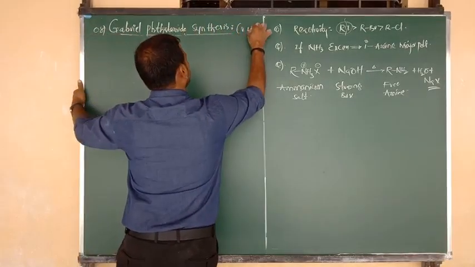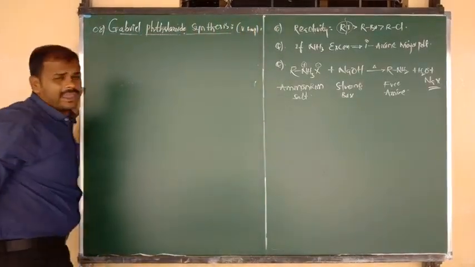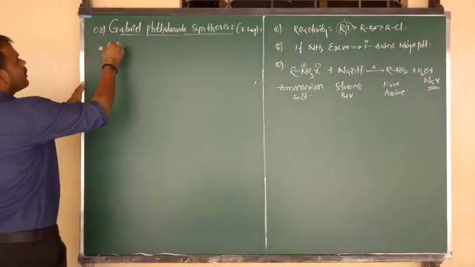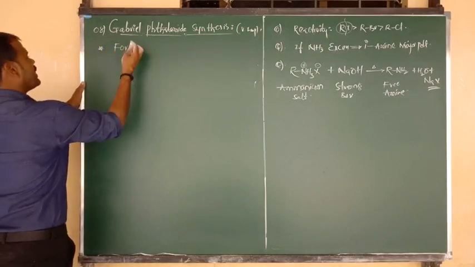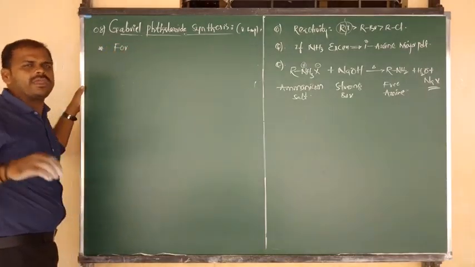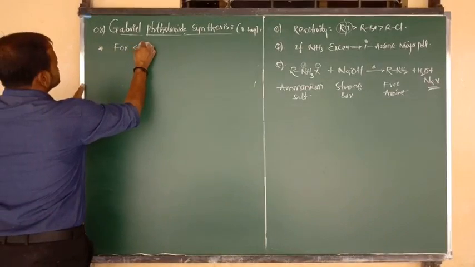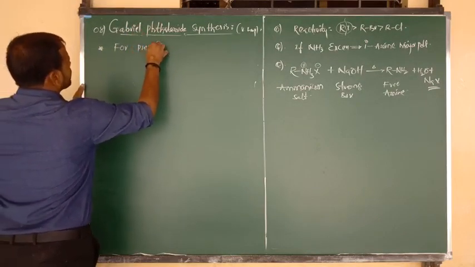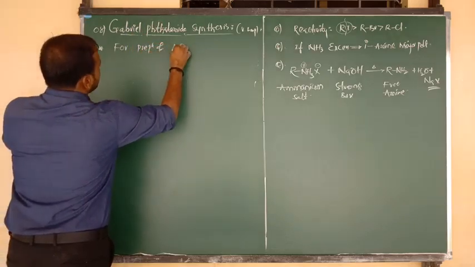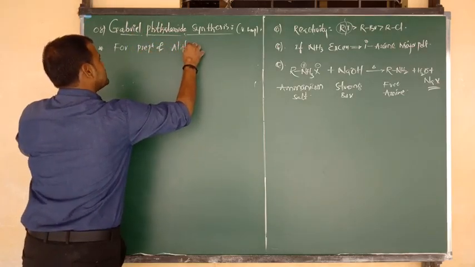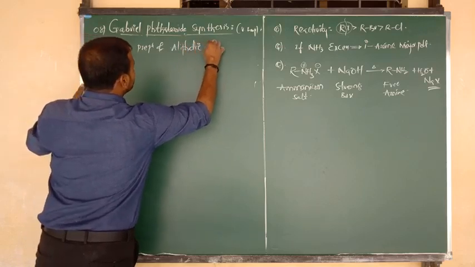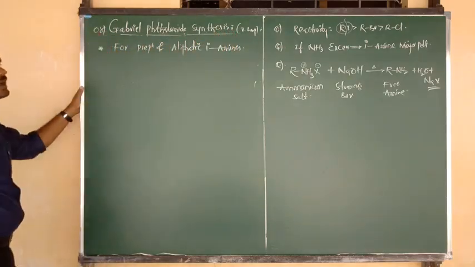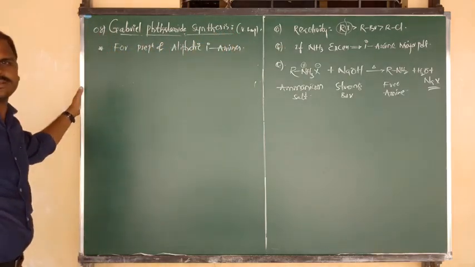Very important method. But listen carefully, the Gabriel phthalimide synthesis method is most suitable, or we can say it is exclusively used, for the preparation of aliphatic primary amines. So only aliphatic primary amines can be exclusively prepared by the method that is nothing but Gabriel phthalimide synthesis.